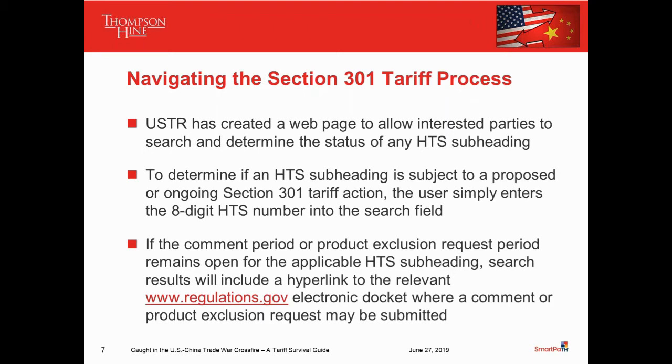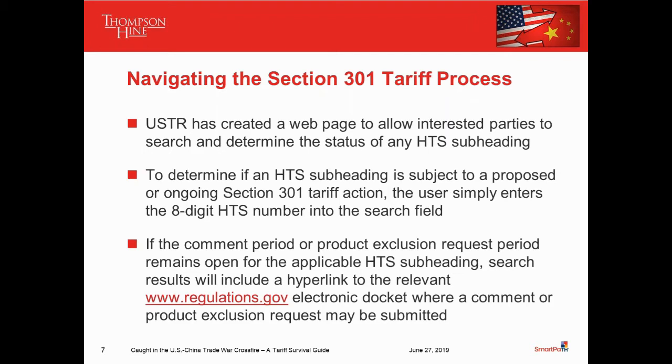The exclusion process overall has evolved since List 1 was first implemented back in September. For List 1 and 2, exclusion requests had to be submitted via a specific U.S. Trade Representative's docket that was posted on the U.S. government's electronic regulatory portal at www.regulations.gov. And with each list having its own separate docket, it would require at times multiple searches in those dockets in order to determine who had commented on a particular submission, who had objected, and who perhaps had supported, and what the overall status was.